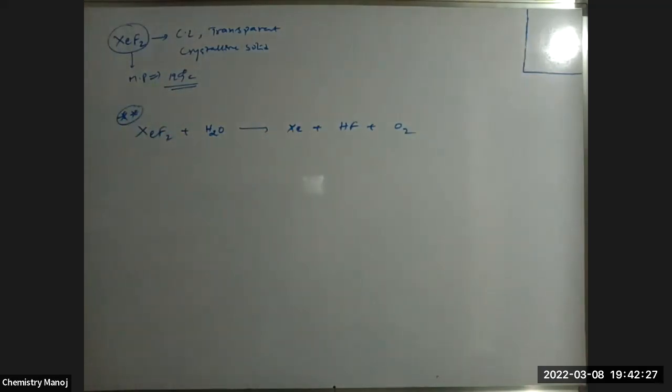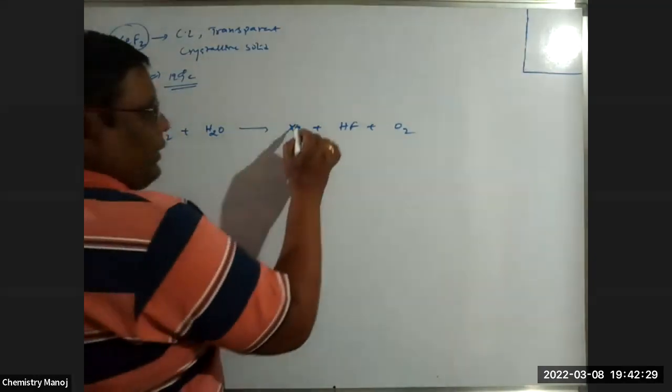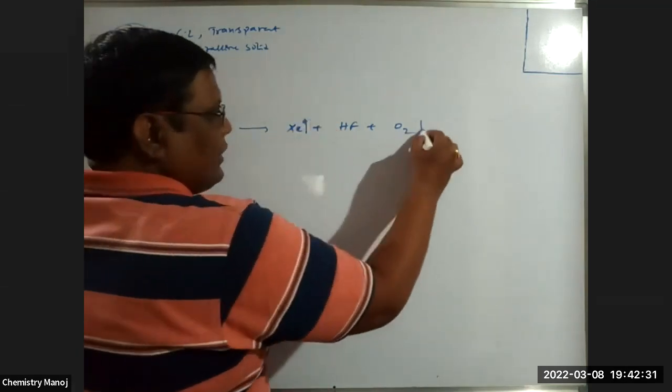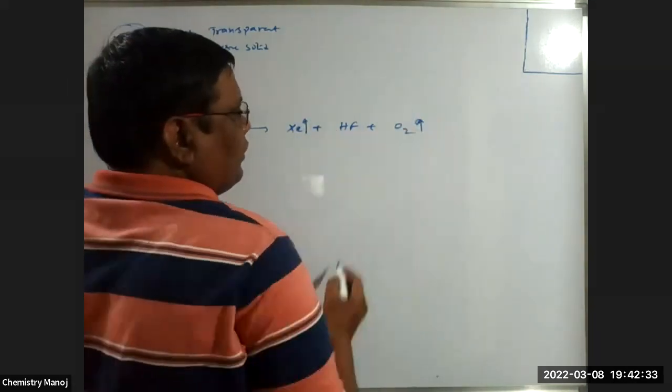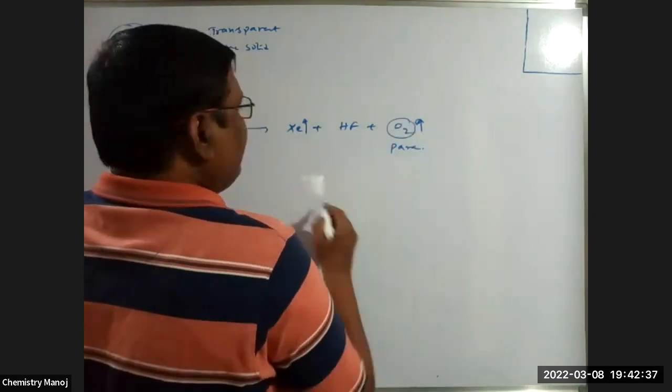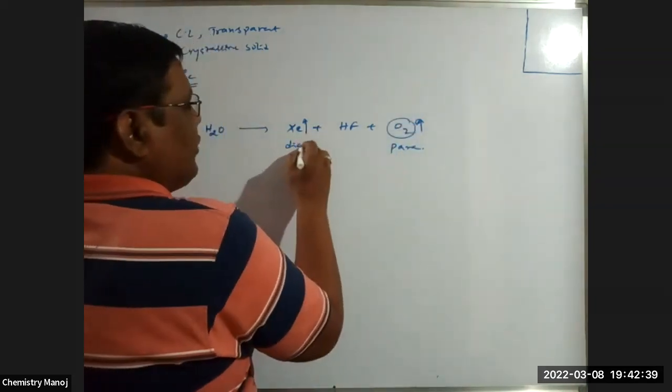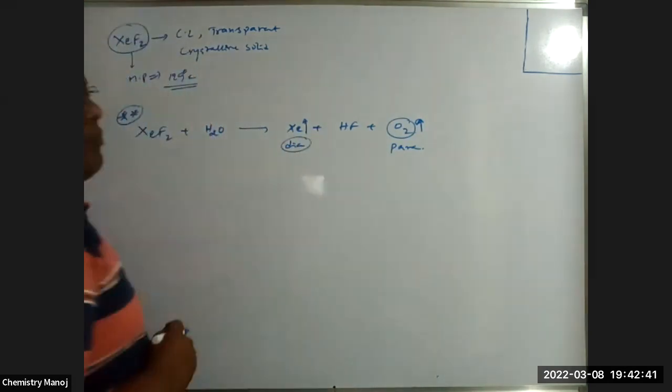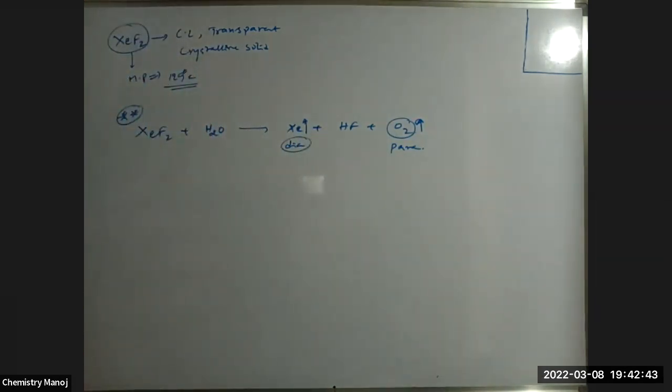Xe plus HF plus O2 gas. See here, it is the gas. It is also gas. O2 is paramagnetic in nature. Xenon is diamagnetic in nature. Both are gases, but one is a diamagnetic gas, another one is a paramagnetic gas.